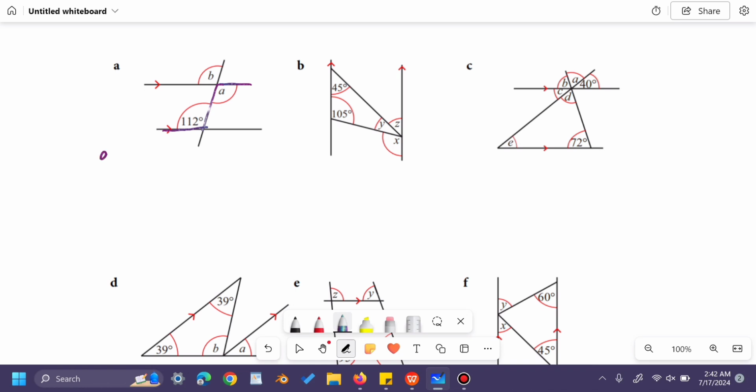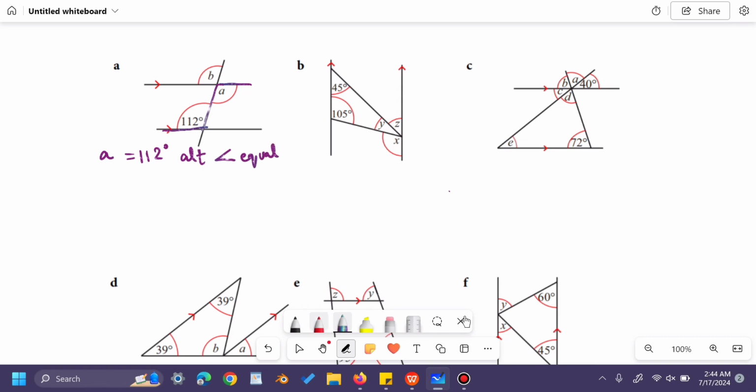So A is going to be 112 for the obvious reason. So A is equal to 112 degrees, and we will say that alternate angles are equal. I'm just writing alt, okay? You can write it in full. So you will say alternate angles equal, or due to the alternate angle.